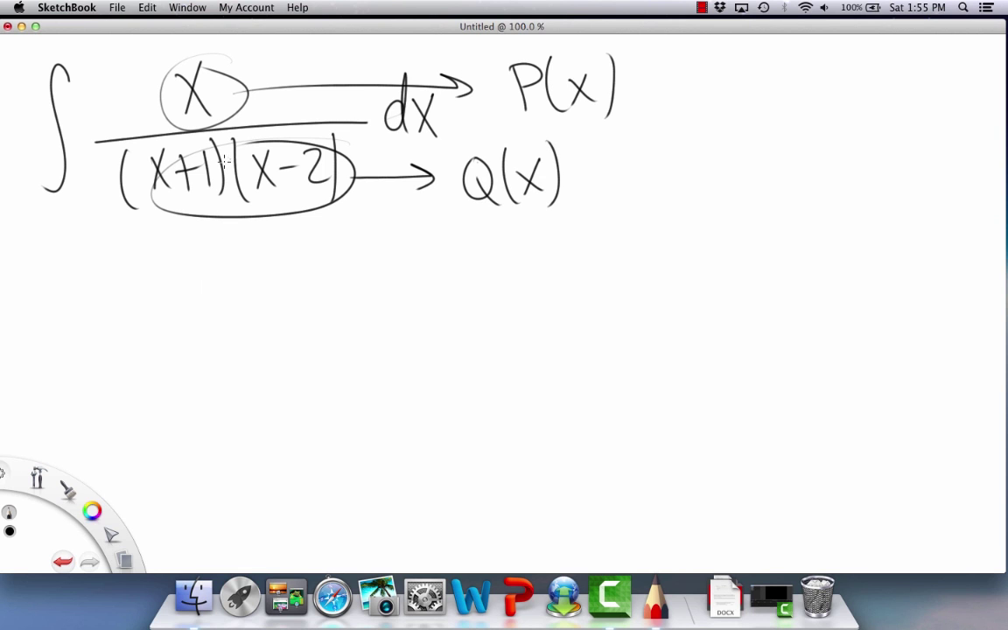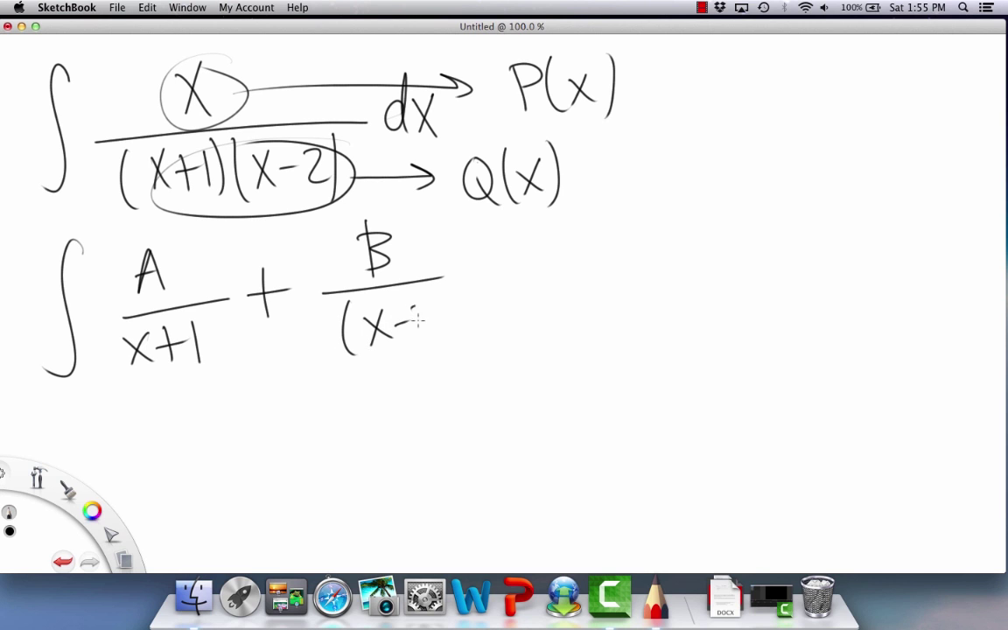Okay, so what we want to do here is decompose this. So turn it into something that looks like a over the first set, right? x plus 1 plus b, where a and b are constants, over x minus 2. You can write the parentheses for kicks, I guess. Okay, and then the whole dx at the back.